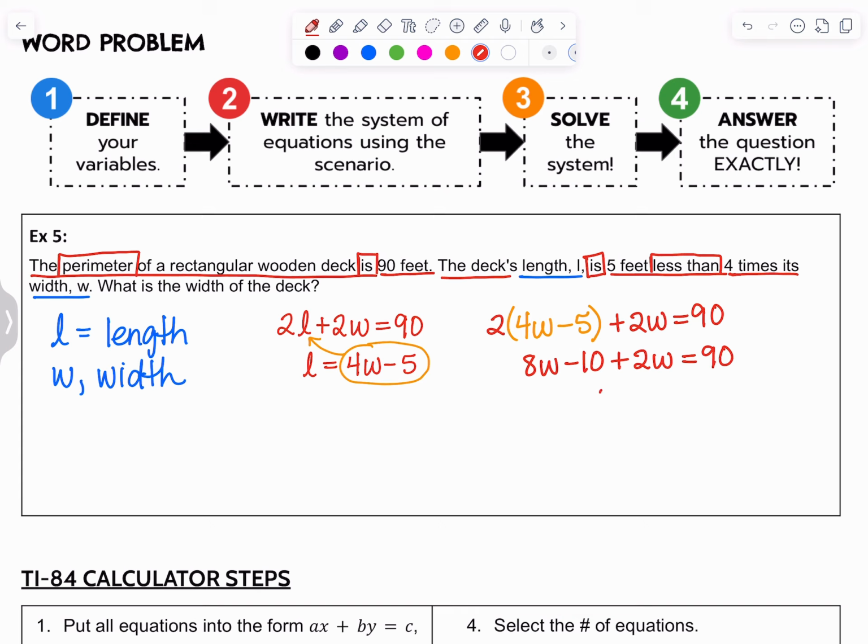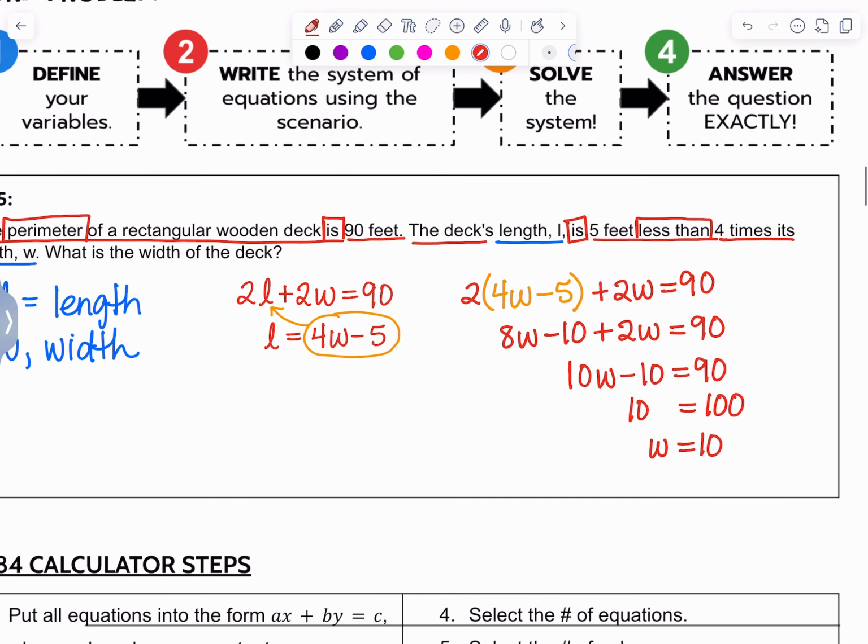Okay. We end up getting 10W minus 10 is equal to 90. And then we are going to add 10 to both sides. So 10W is equal to 100, which means that W is equal to 10.